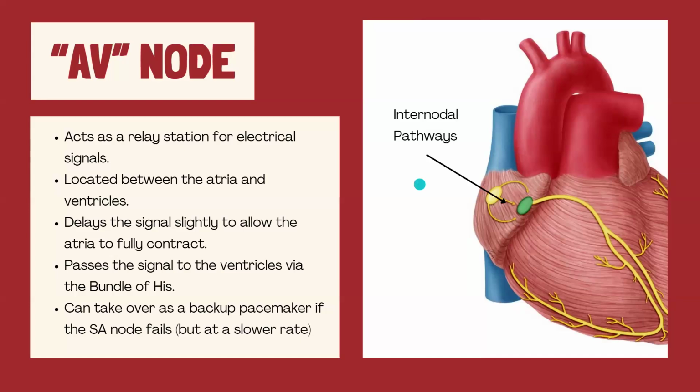So what the AV node allows is it delays the signal so that the atria contract and then the ventricles contract. So it delays the signal. It also passes the signal to the ventricles via the bundle of His and other stuff that we'll talk about. It can also take over as a backup pacemaker if the SA node fails, but it's usually at a slower rate. And as you can imagine, it's not very great because it won't activate the atria as well.